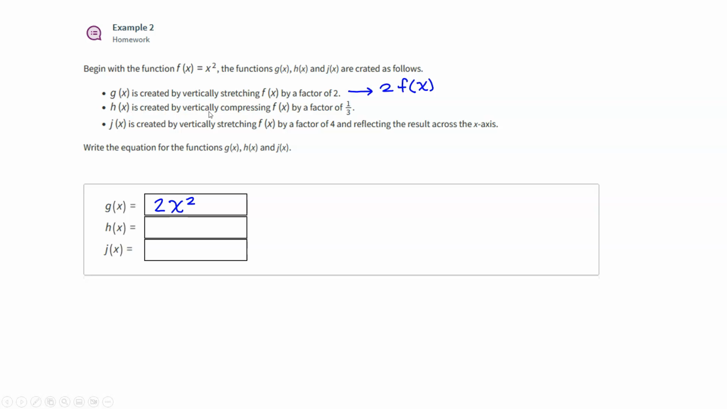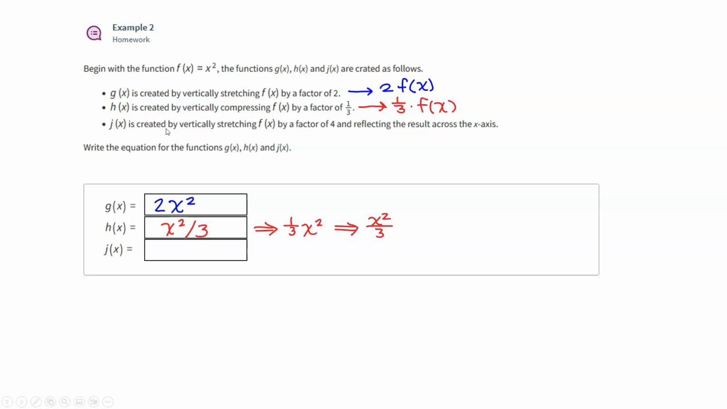H of x, by vertically compressing f of x by a factor of 1/3, means you're multiplying all the y values by 1/3. So you're going to have 1/3 times f of x. Now, there's different ways you could write that because multiplying by 1/3 is the same thing as dividing by 3. So you're going to have x squared divided by 3, which you could also write as 1/3 times x squared or x squared divided by 3, more like this way. So any of those would be acceptable as an answer for that.